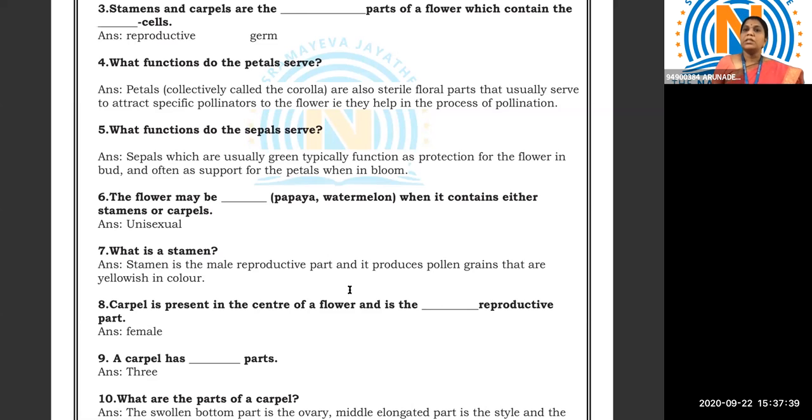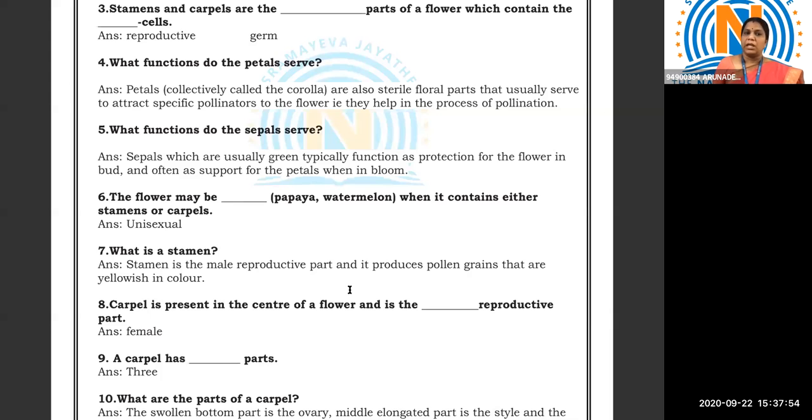When it contains either stamens or carpels, either the male reproductive part or the female reproductive part, that is called a unisexual flower. What is a stamen? Stamen is a male reproductive part and it produces pollen grains that are yellowish in color. So stamen is the male reproductive part which consists of the anther and the filament, and it produces pollen grains that are yellowish in color.